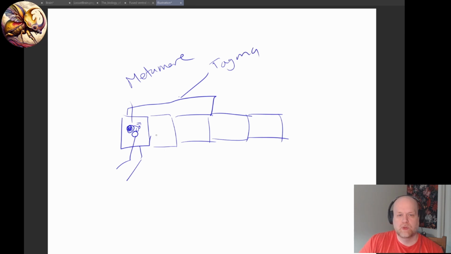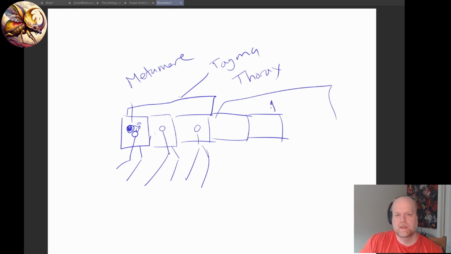So like these three body parts, if you have the three pairs of legs, this tagma that is created is called the thorax. And then the next tagma behind that is the abdomen. And the one in front of it is the head. And the head is made up of multiple metameres that have fused together to form that tagma.